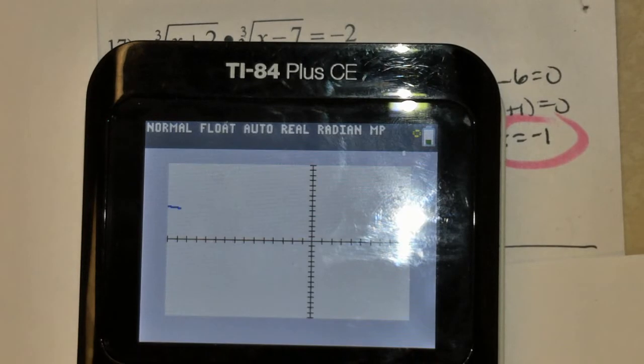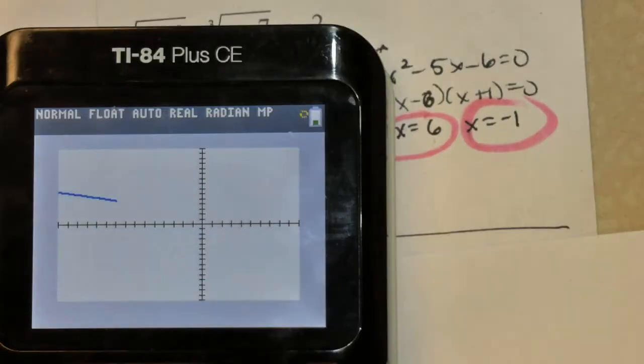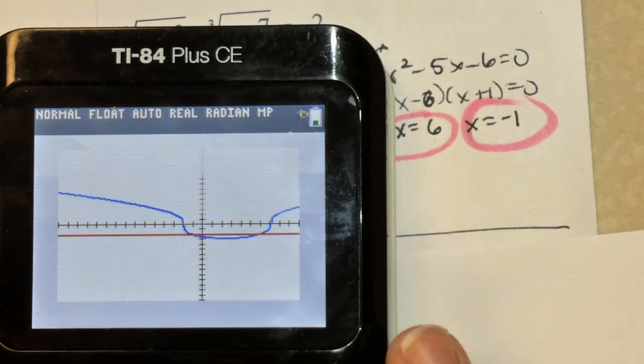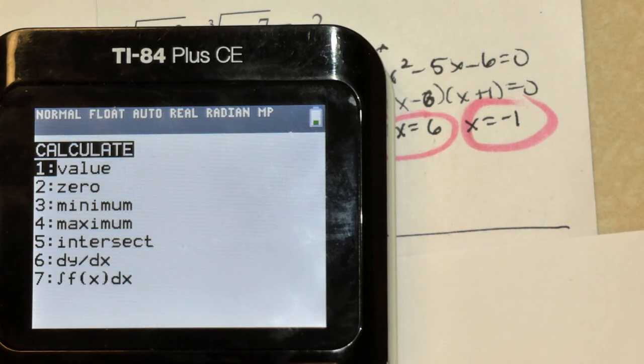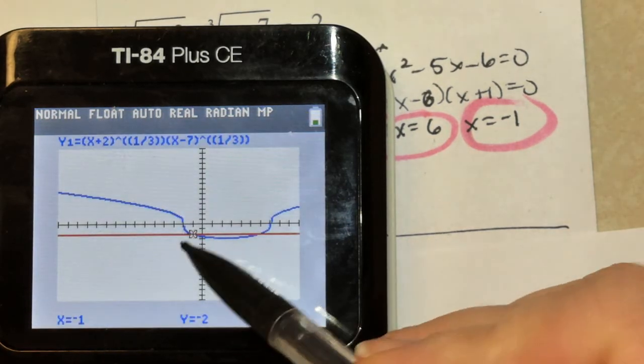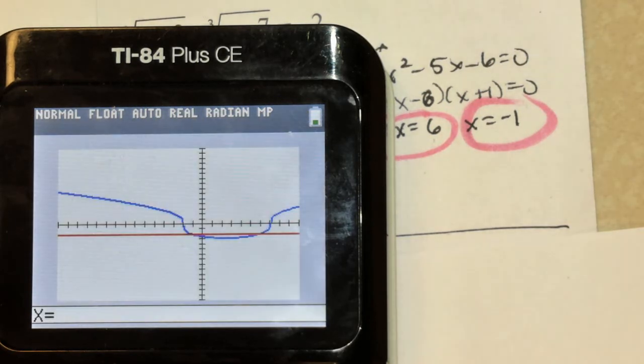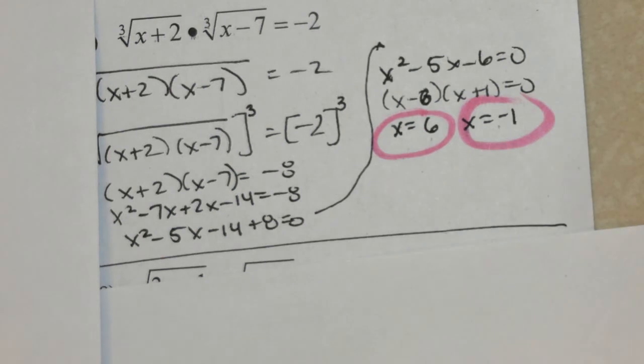Let's see. Okay, it looks like it maybe is. So I check second trace value, -1, that is correct where they intersect, second trace value, and +6. I can see they cross in both places. So both of these answers happen to work.